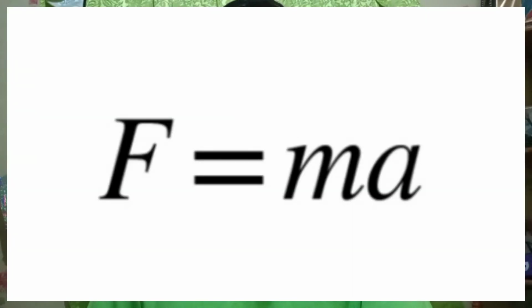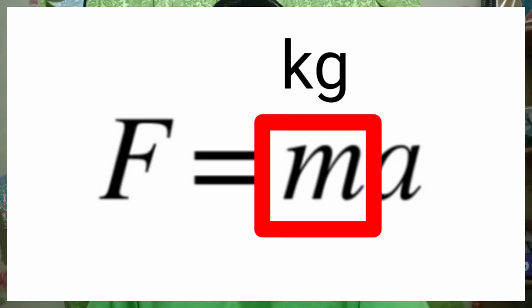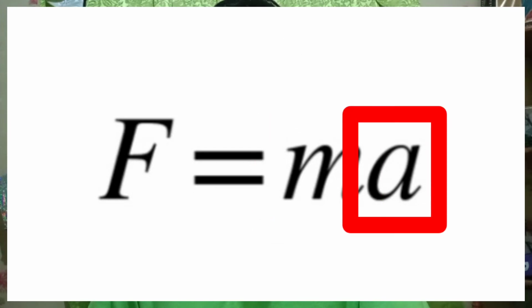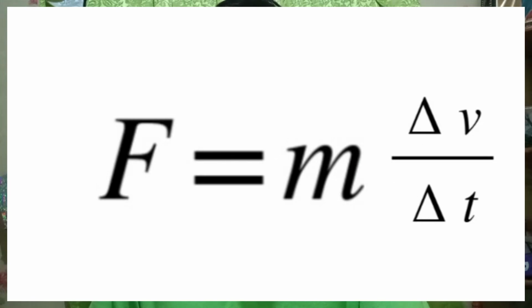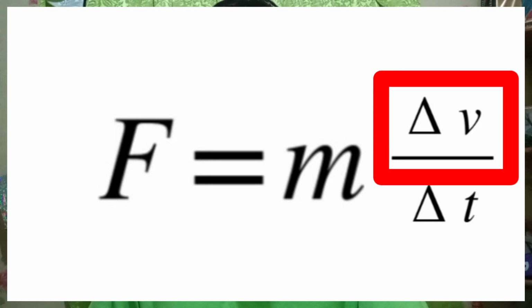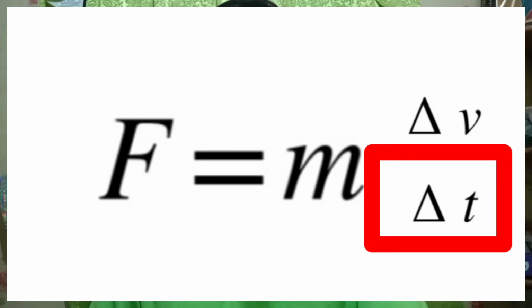of motion, which can be written as F is equal to ma, where m is the mass of the object in kilograms and a is the acceleration in meters per second square. Acceleration can also be expressed as the change of velocity over change in time. With this, we are going to have F is equal to m delta v over delta t, where delta v is the change in velocity, which is measured in meters per second, and delta t is the change in time, which is measured in seconds.